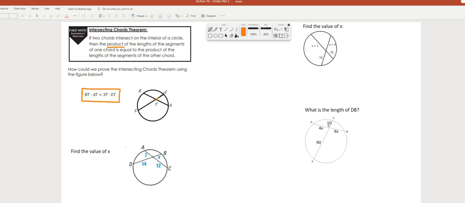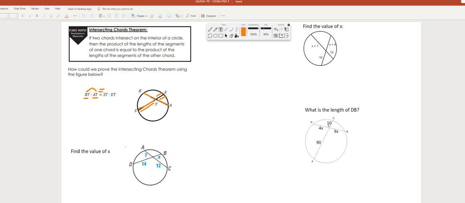If I take BT, so from B to T, and I multiply the other segment, which is from T to A, these two segments of the same chord, if I multiply those two, then they have to be equal to the product of S to T times T to E. And they have to be equal to each other. And that's it, simple as that.